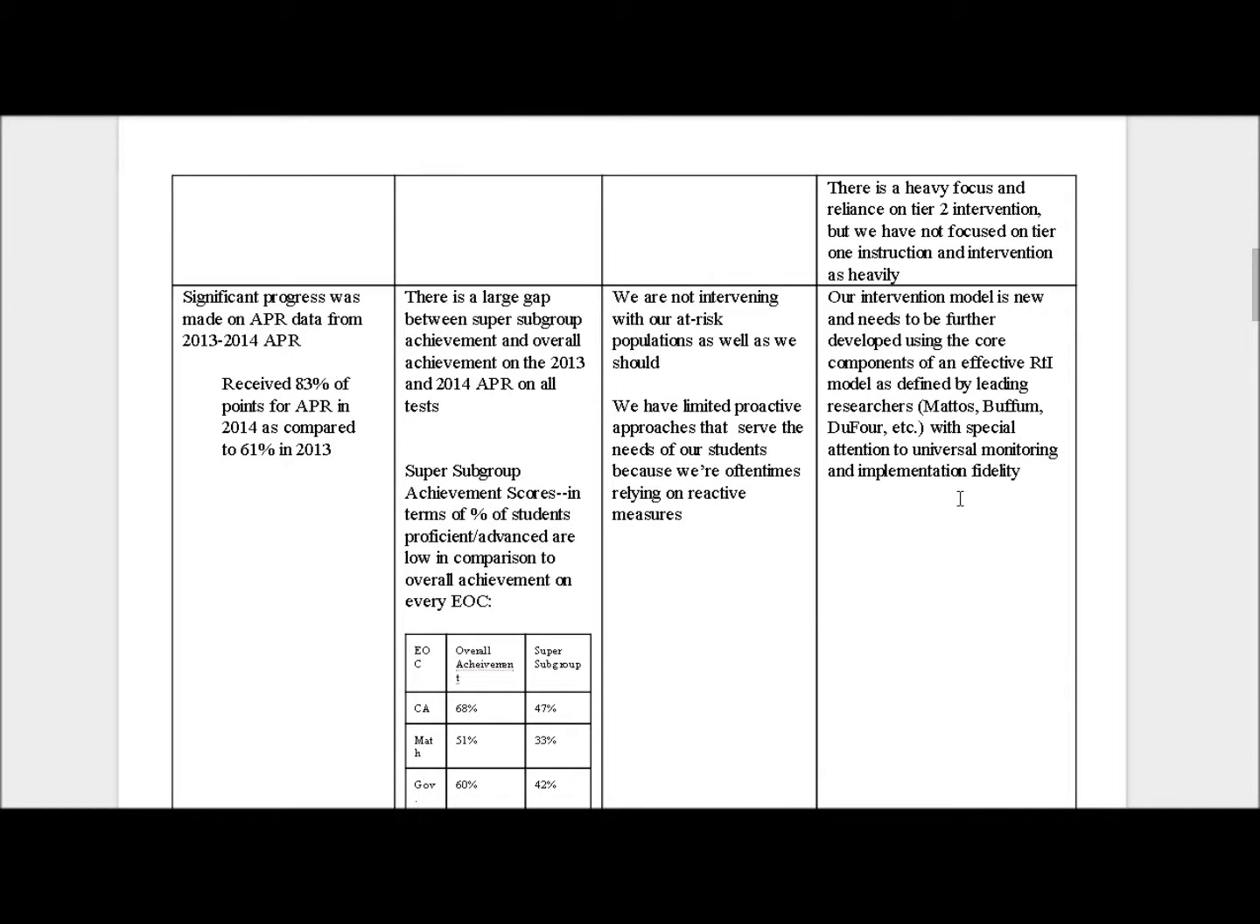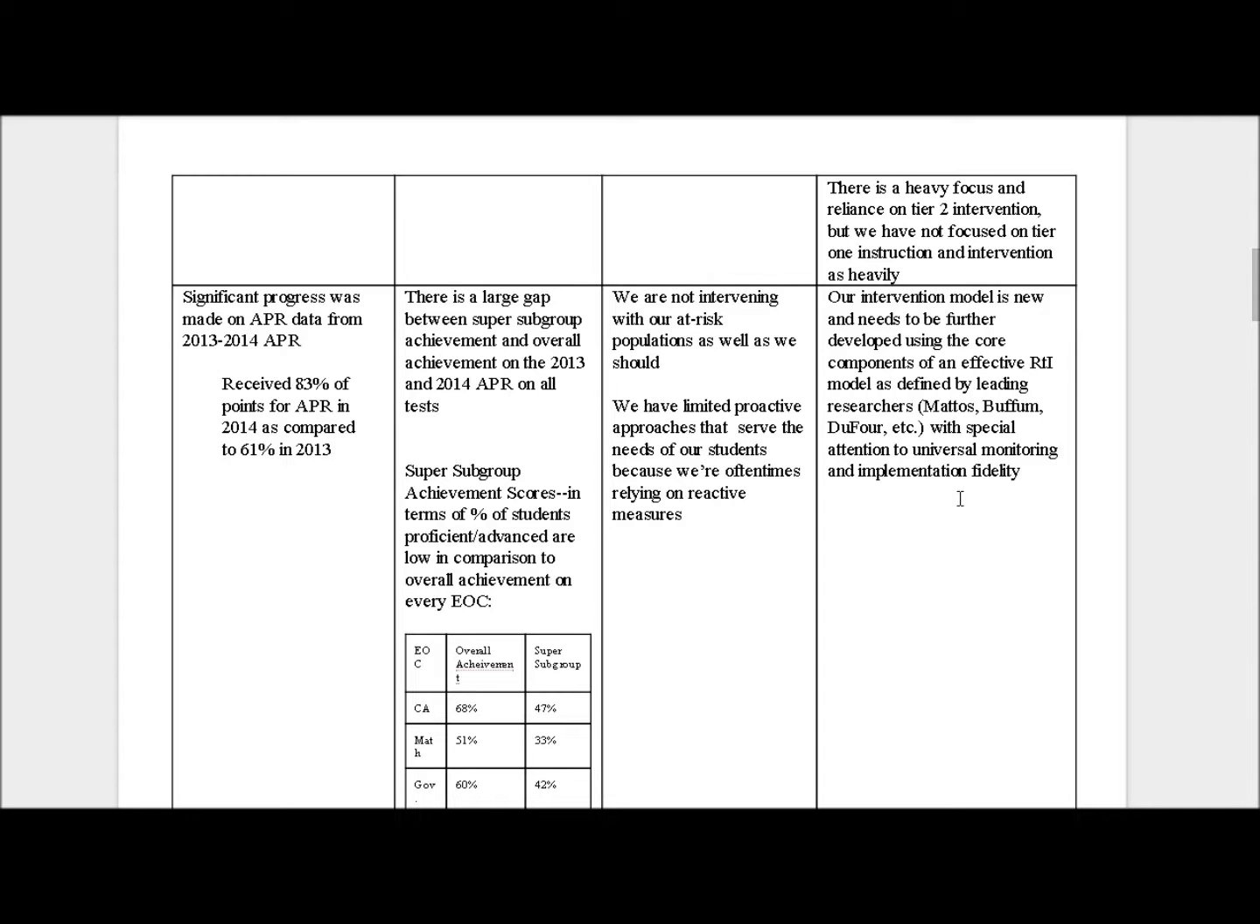All right, another root cause. There's a heavy focus and reliance on Tier 2 intervention, but we haven't necessarily focused on Tier 1 instruction and intervention as heavily. And when I say that Tier 1 is core classroom instruction, that's the core instruction that all students receive because they're in the classroom. So the teacher's teaching the student. We get information about where students are in terms of their grade or their level of understanding in terms of skills and concepts.